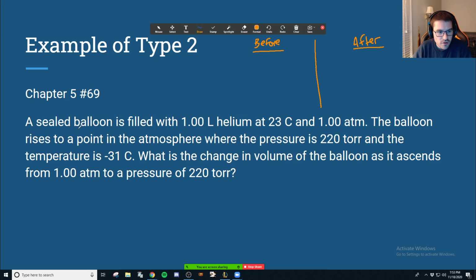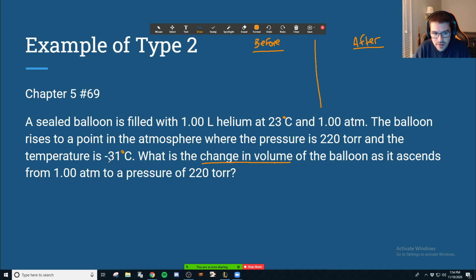Okay, it says a sealed balloon is filled with 1 liter of helium at 23 degrees Celsius and 1 atmosphere. The balloon rises to a point in the atmosphere where the pressure is 220 torr and the temperature is negative 31 degrees C. What is the change in volume of the balloon as it ascends? Okay, so you see that? What is the change in volume? Okay, so that's a big clue.